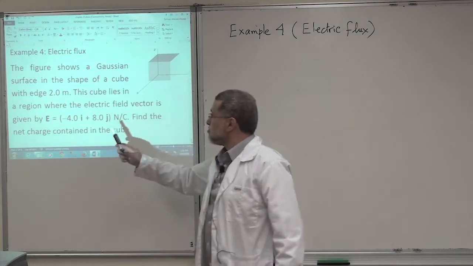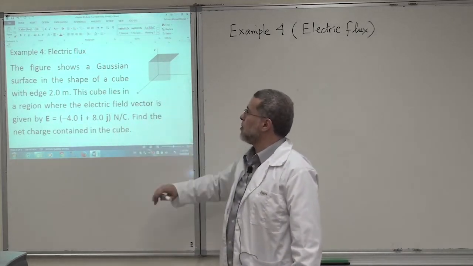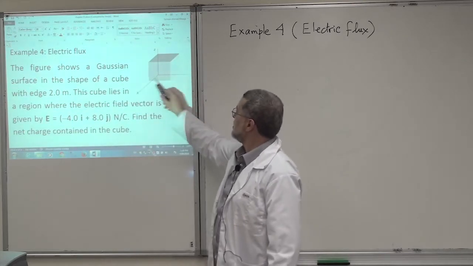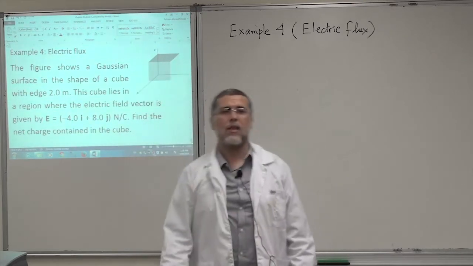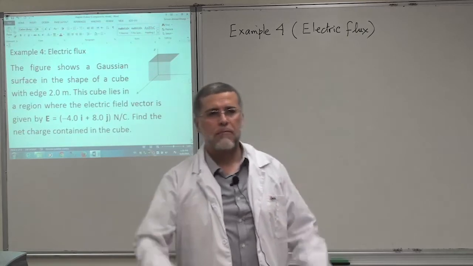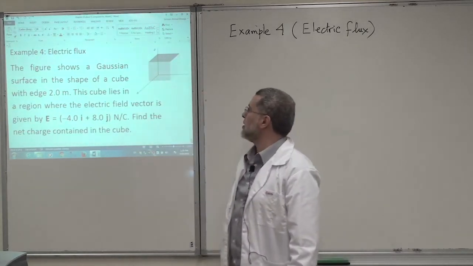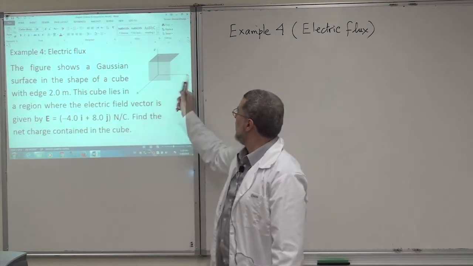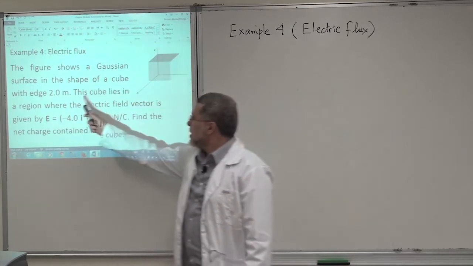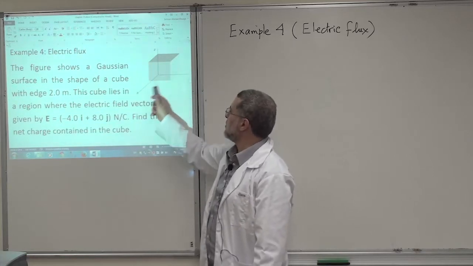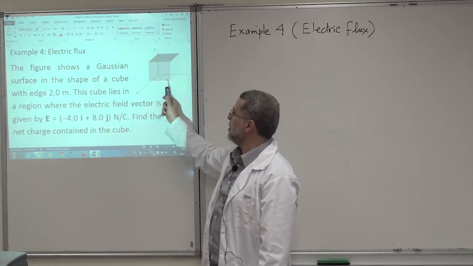So this problem says the figure shows a Gaussian surface. This surface is not a real surface, but an imaginary surface which has the form of a cube. You can see it, with X, Y, Z axes. It has an edge of 2 meters, so each face area will be 4 meters square, and so on.